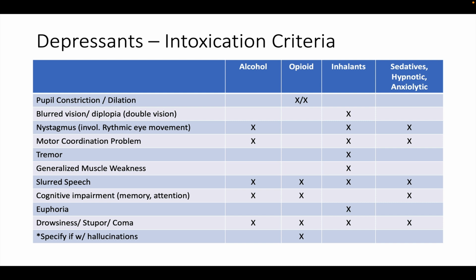Inhalants, those are things like huffing paint, can increase blurred vision, tremors, generalized muscle weakness, euphoria. Sedatives and hypnotics can cause problems with rhythmic eye movements, slurred speech, and drowsiness as well.